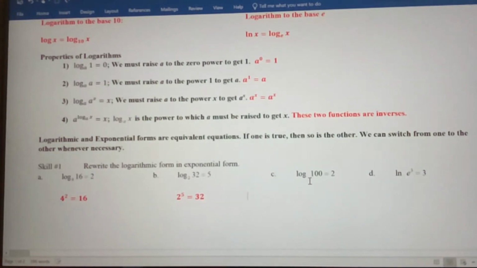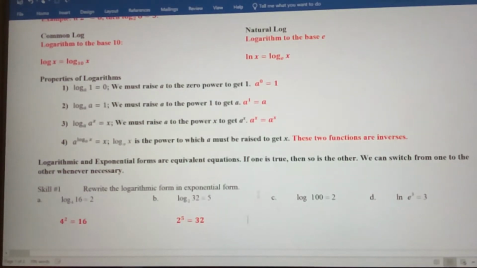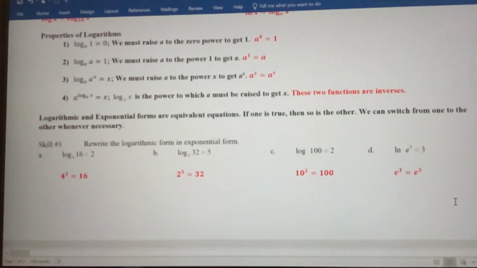In C, you don't see a base there. Remember, the common log has a base of 10. So if you don't see a base there, it means 10. So 10 to the second power equals 100. And natural log, remember, has an understood base of e. So we'd say base e to the third power equals e cubed. All right, let's move on down to the next page.